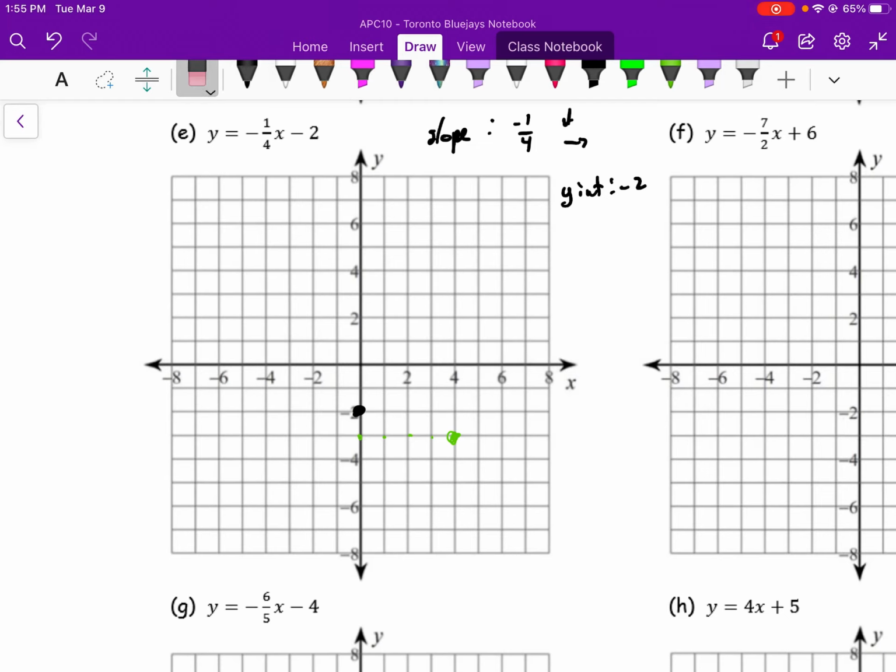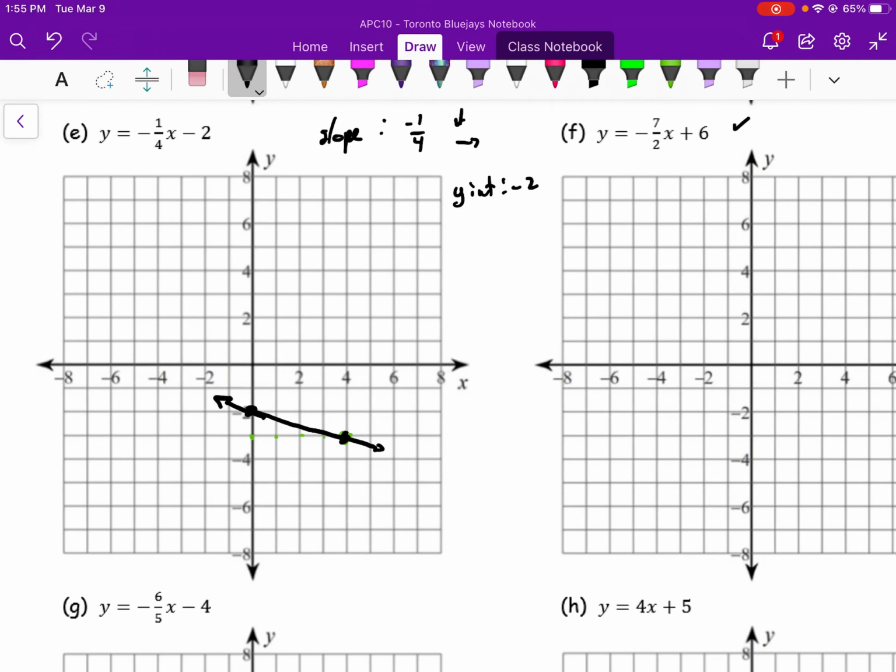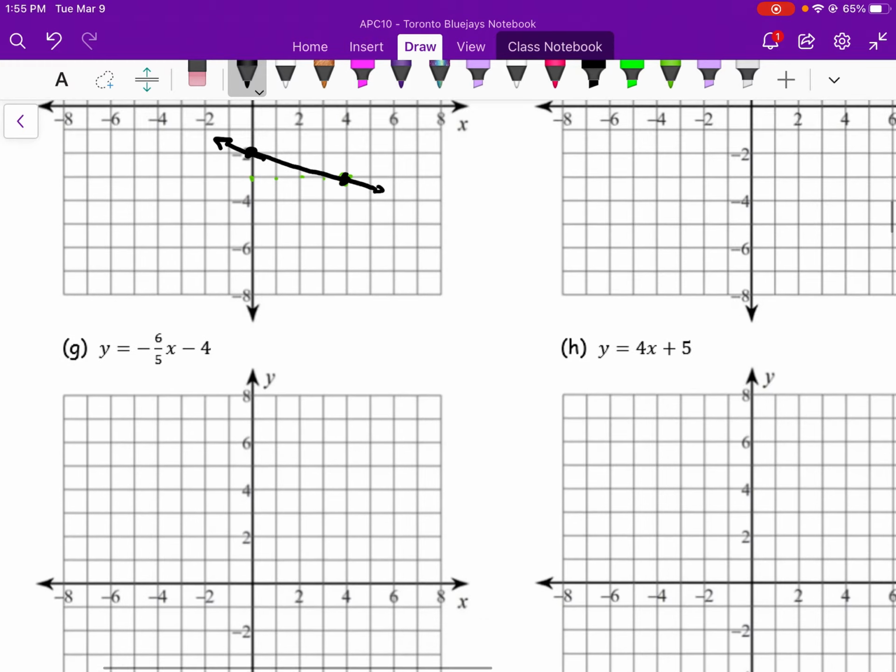No. Let me try that again. Nope. Getting better. There's my line. Just make my points very, very obvious. Please use a ruler. I feel like we've captured this.